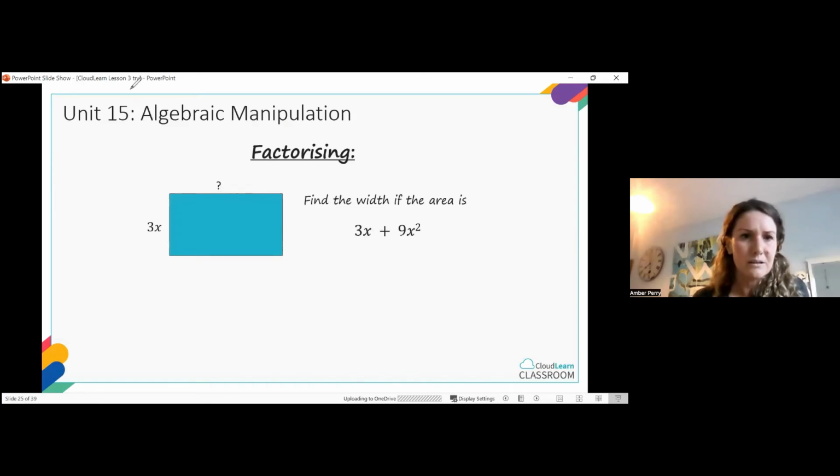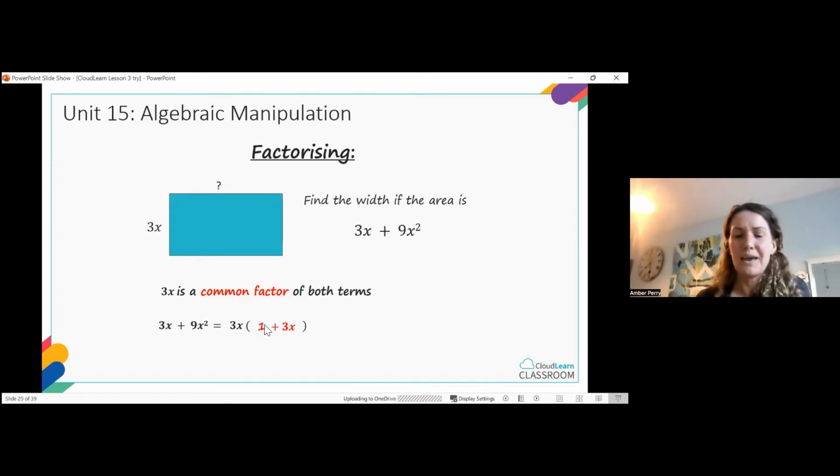So in order to do that, we basically need to think 3x is a common factor of both terms. We're going to divide both terms by this 3x. And we're going to have something where 3x comes outside of the brackets and we're left with an expression in the brackets here. So dividing both terms by 3x, we've got 3x divided by 3x, which is 1. And then this second term plus 9x squared divided by 3x, which is plus 3x. And so our final answer is 3x multiplied by 1 plus 3x.